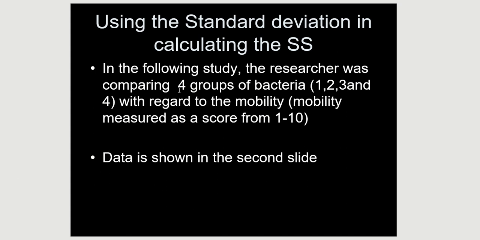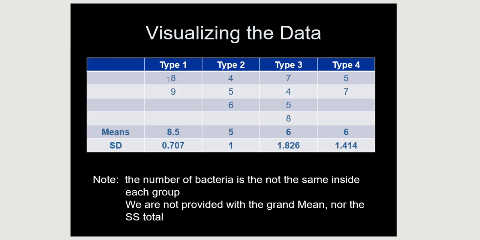Alright, so I have one more example before I finish the lecture using this. This time I'm going to use the standard deviation. In the following study, the researcher was comparing 4 groups of bacteria: group 1, group 2, group 3, group 4, and he's measuring the motility of the bacteria. The data is shown right here. He has 2 bacteria for type 1, 3 bacteria for type 2, 4 bacteria for type 3, and 2 bacteria for type 4. He's providing you with the mean of the motility for every group, and the standard deviation for every group.